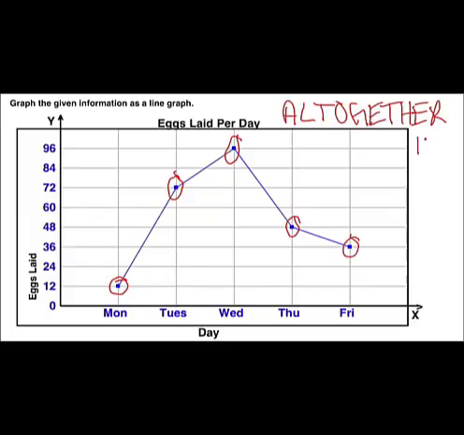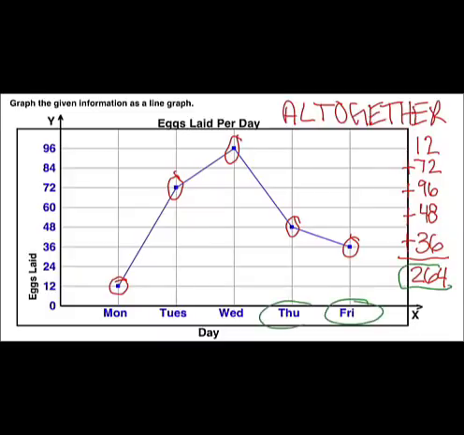That means we need to add up 12 plus 72 plus 96 plus 48 plus 36 in order to get our answer of how many there are all together. If you add them all up, your answer comes to 264. That means 264 eggs were laid on Monday through Friday.